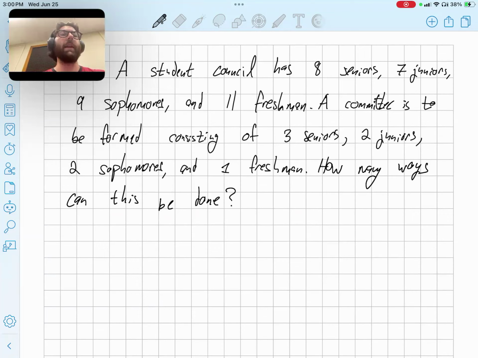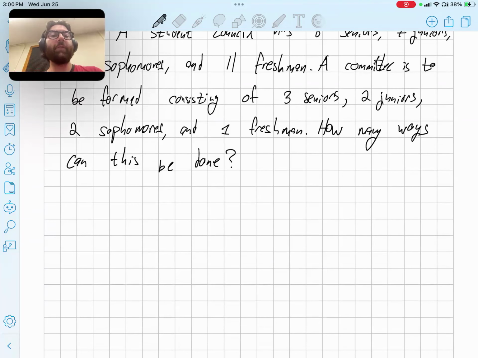because choosing this committee, there's 2 T's in committee, I think. Choosing this committee is the same as choosing which seniors are going to do, then choosing the juniors, then choosing the sophomores, then choosing the freshmen. And so we have 4 tasks. Task 1, choose seniors.